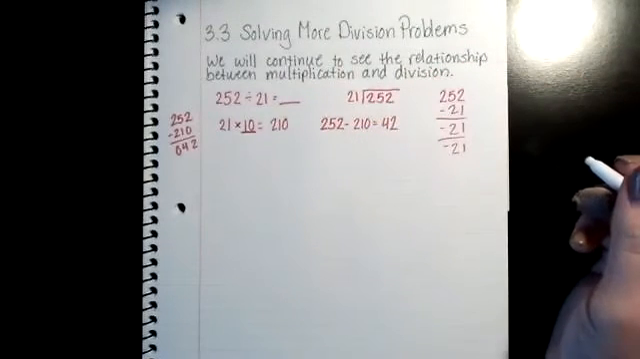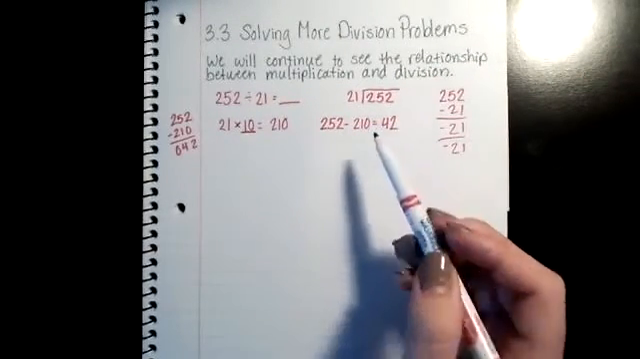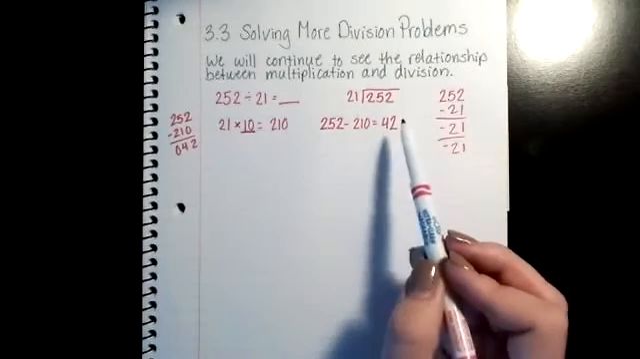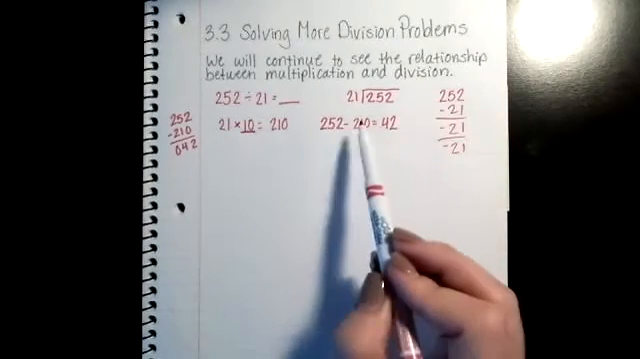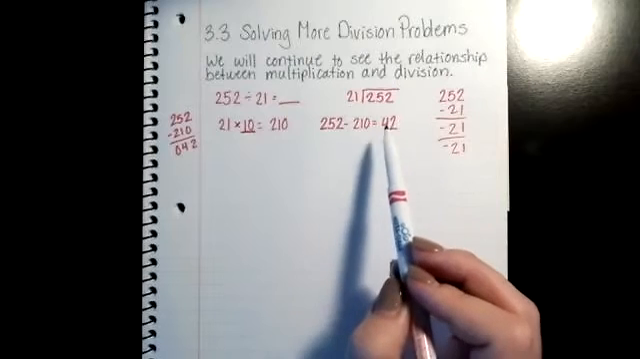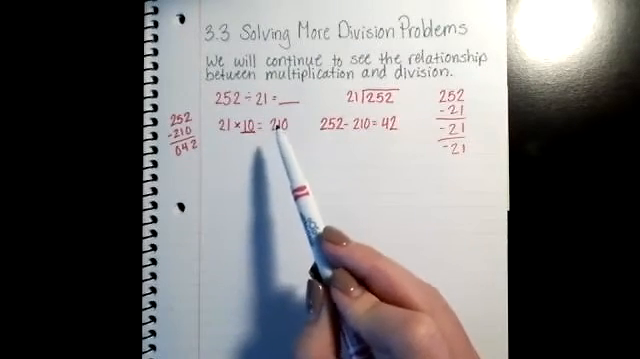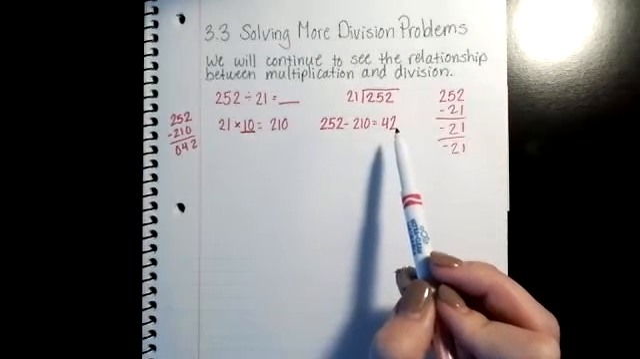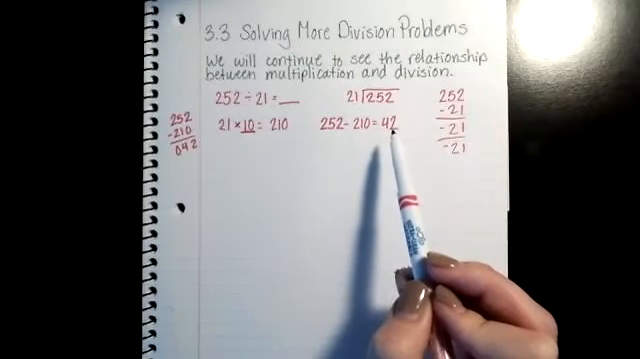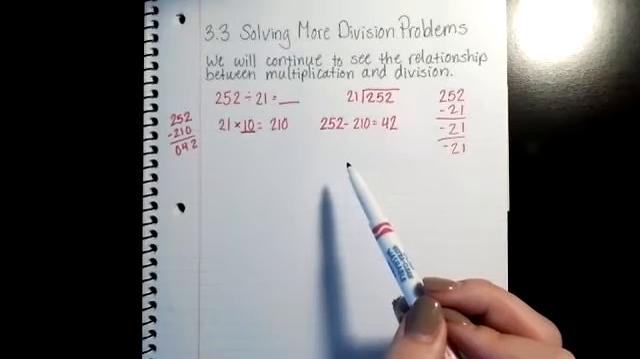There's 42 left. Okay, now I know I can't put another group of 10 21s into 42. It's going to be way too big, right? I know 10 groups of 21 is 210. That's way more than 42. So that is not going to work for this one. I'm going to have to do a much smaller one.